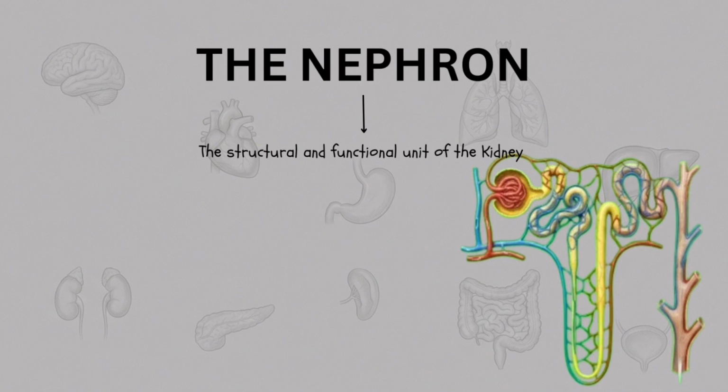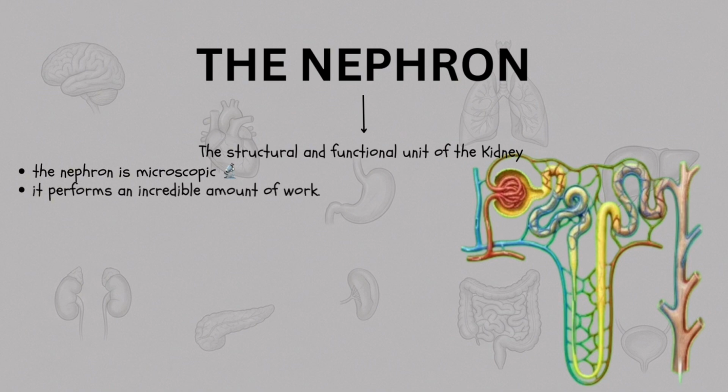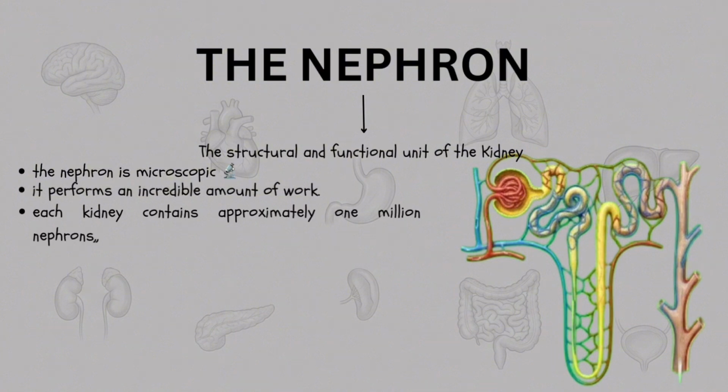In today's lesson, we're going to take a deep dive into one of the most fascinating structures in the human body. Although the nephron is microscopic and cannot be seen with the naked eye, it performs an incredible amount of work. In fact, each kidney contains approximately 1 million nephrons, meaning both kidneys together contain nearly 2 million nephrons, and every single one of them is working 24 hours a day, 7 days a week.